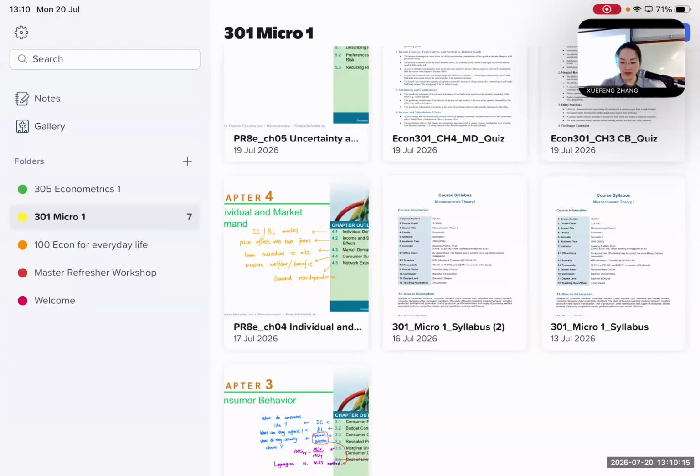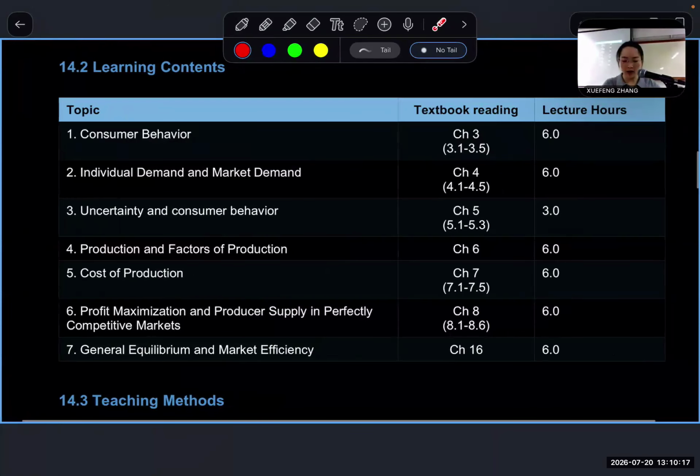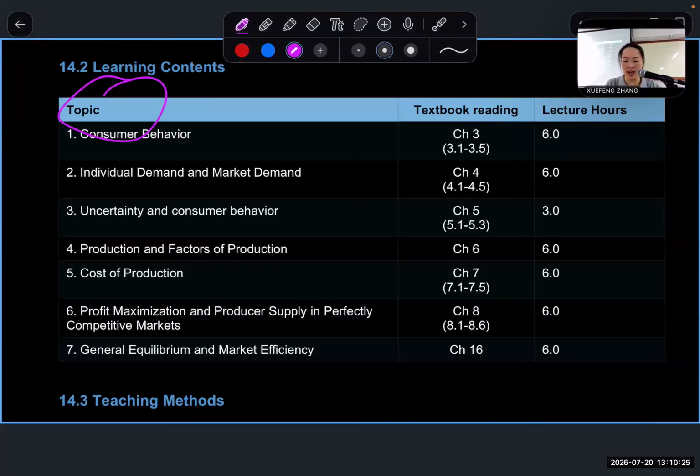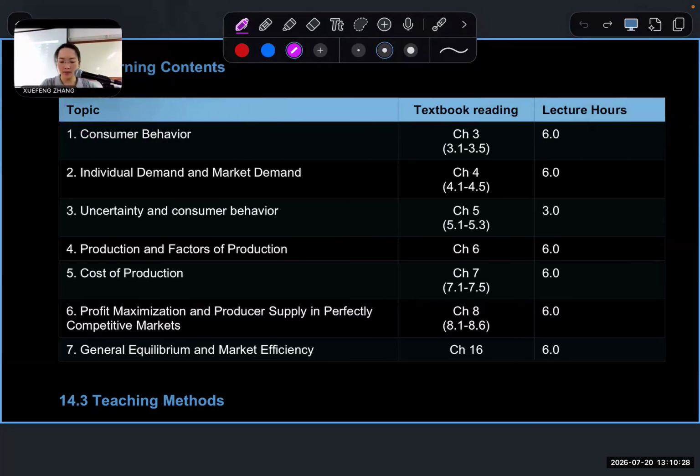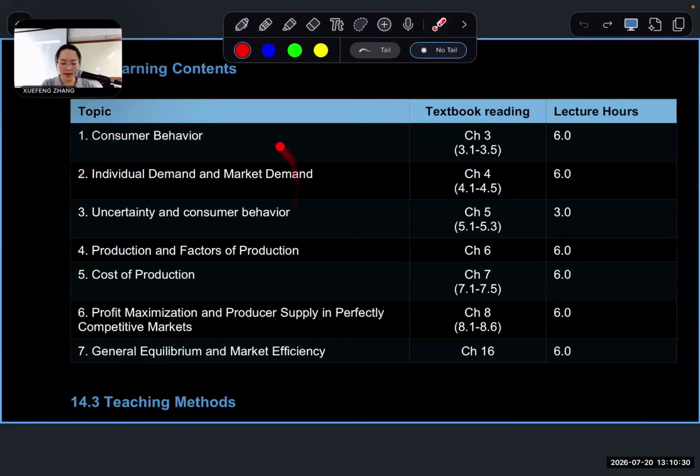And let me talk a little bit about the new syllabus. I just uploaded it to Canvas, to the Mango, you can find it. Basically, this is our learning content, okay? 7 chapters, and chapters 1, 2, 3 are in the midterm exam.